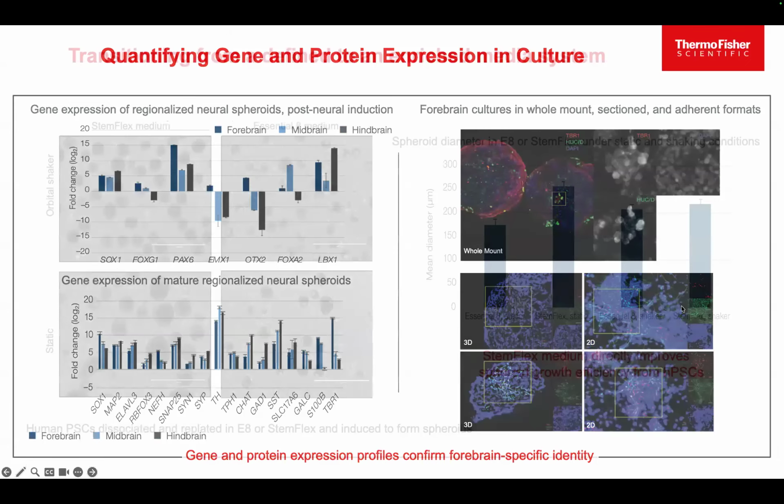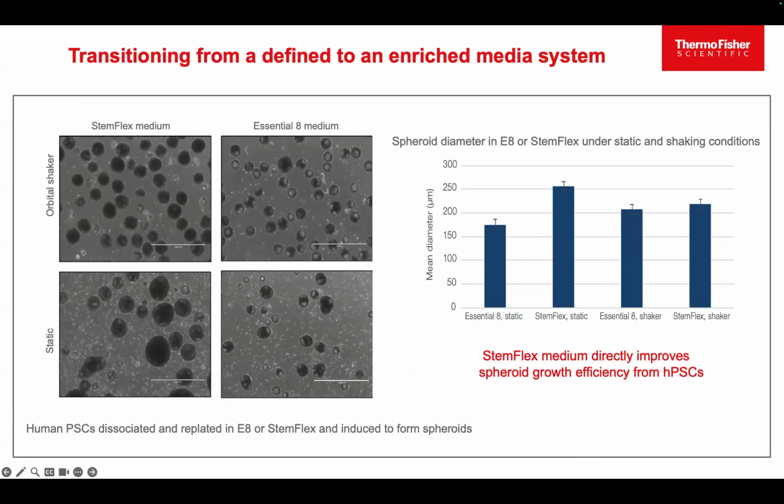And again, this is in agreement, importantly, with the gene expression profiles that we saw here on the left. We then tested a method that allows us to use this protocol in leaner systems like E8, right, Essential 8 media, allowing us to transition from defined medium to a more enriched media system to help develop these forebrain-specific organoids. We basically noted that the transition from defined to enriched media system was very much possible with this protocol and was actually shown in some cases to enhance spheroid growth and efficiency, which was nice. So there's flexibility to this protocol, which is always nice.